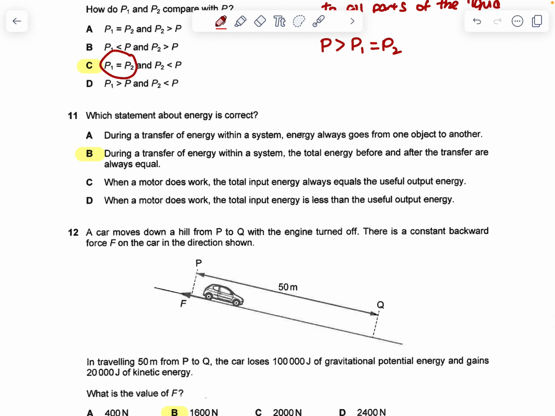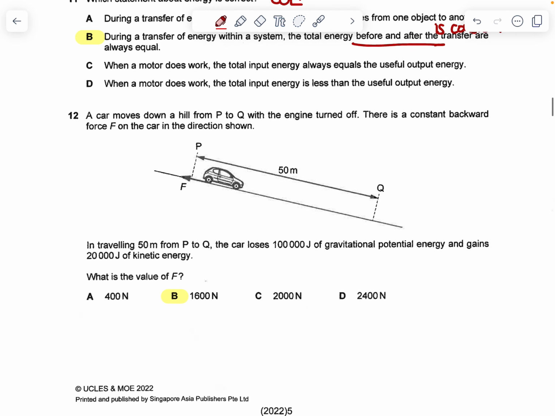Question 11. Which statement about energy is correct? Let's use, you remember, COE, conservation of energy: the total energy of the system before and after is constant. So answer is B.